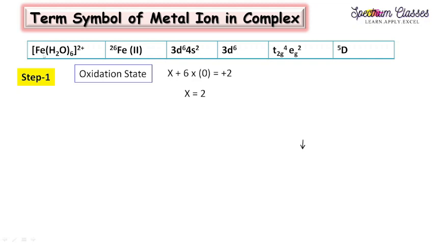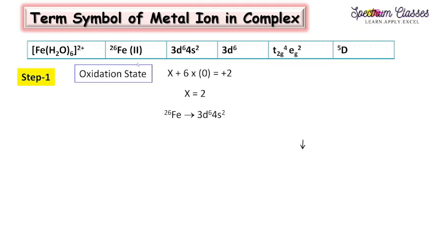This can be done by a simple trick. Here you have iron and water molecules. Water molecules are neutral in nature, so there is no contribution towards the charge. So iron will have the same oxidation state as written on the complex ion. So iron is in the 2+ oxidation state.